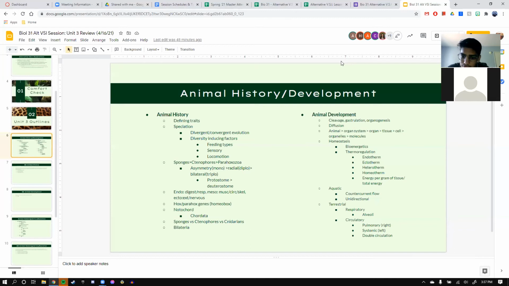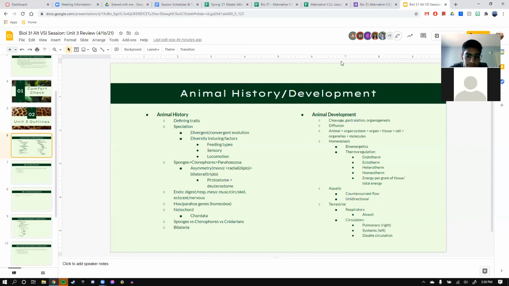Then for terrestrial animals, we're talking about the respiratory system. We're looking more at alveoli rather than gills or anything like that to capture oxygen, because alveoli are air sacs often found in the lungs that have a lot of surface area, which allows hemoglobin and even the alveoli itself to capture oxygen from the air a lot more easily. And so alveoli are really important for oxygen consumption in terrestrial animals.